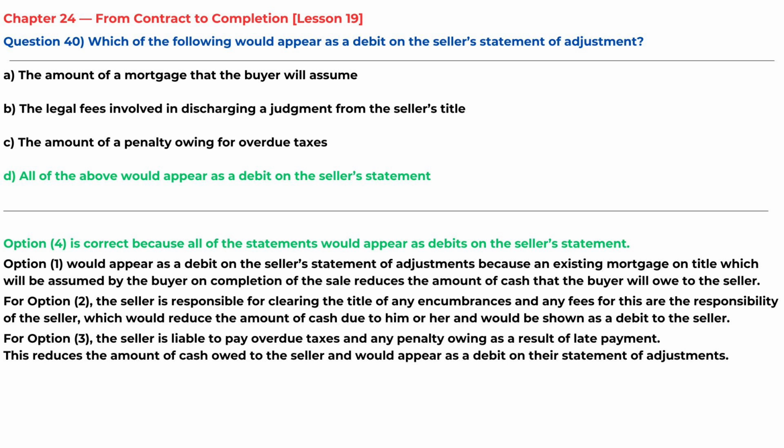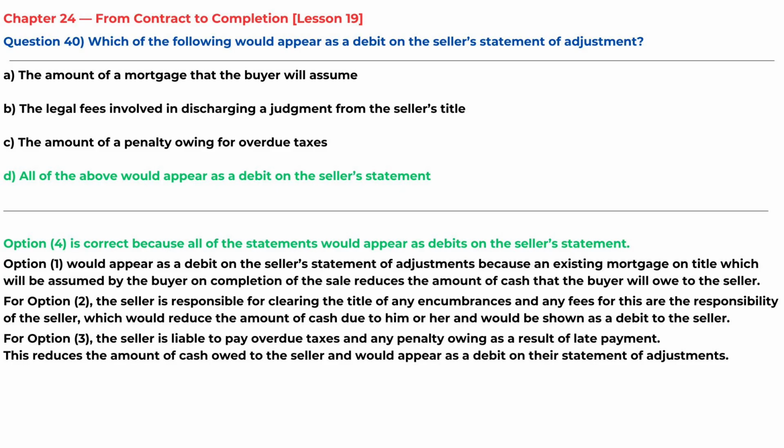For option 2, the seller is responsible for clearing the title of any encumbrances, and any fees for this are the responsibility of the seller, which would reduce the amount of cash due to him or her and would be shown as a debit to the seller.